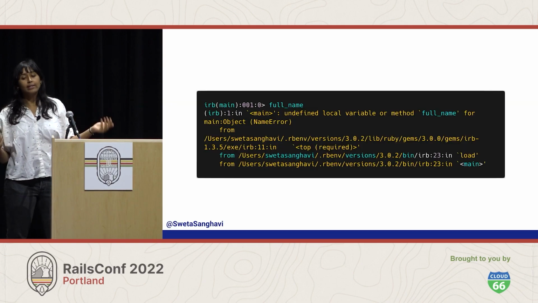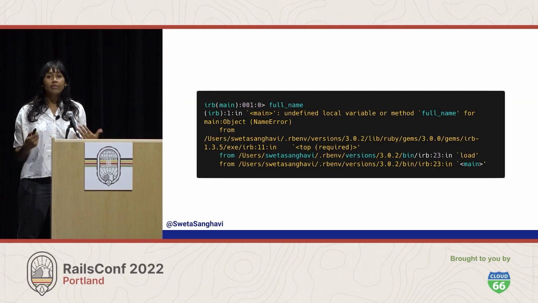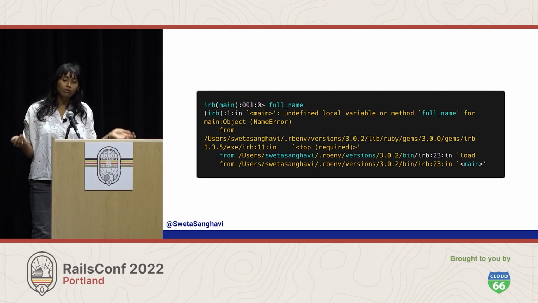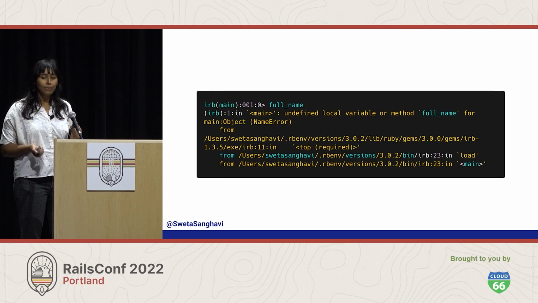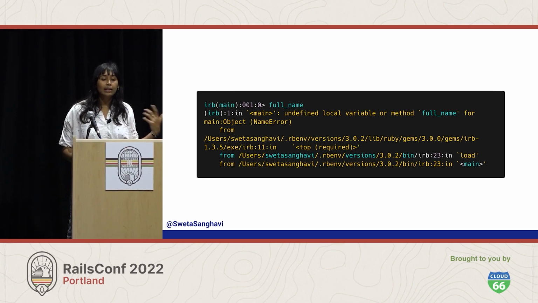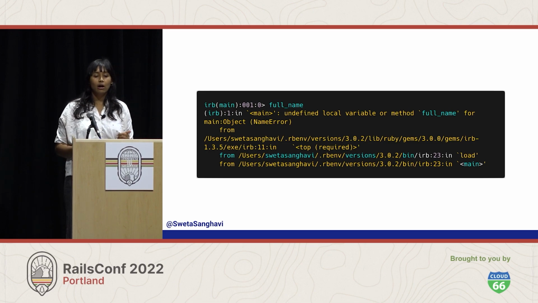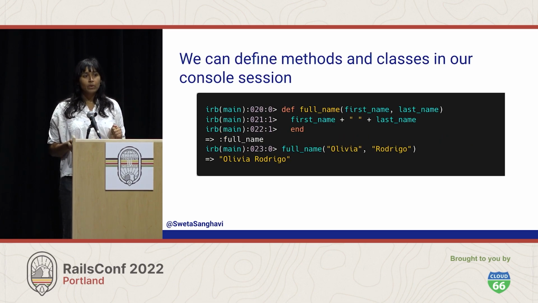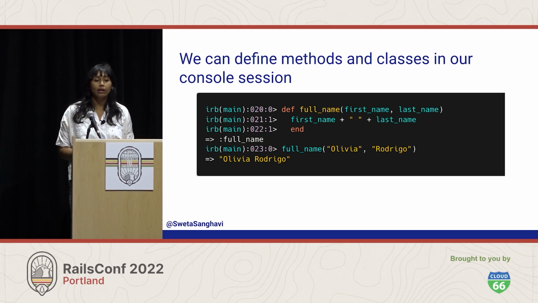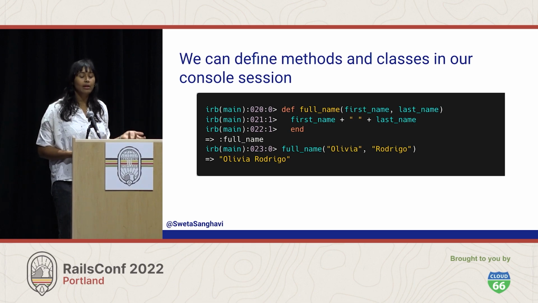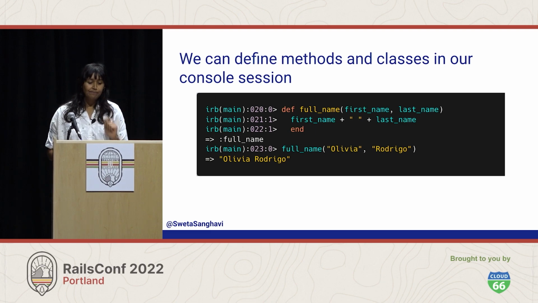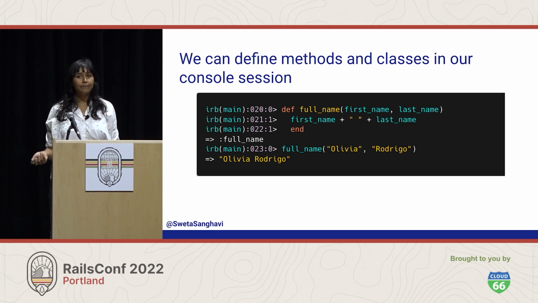So if we try to call a method or variable that our console doesn't know about, we often expect this error, like an undefined local variable or a method error, because our console doesn't know what full name is. But we know that we can actually store context within our session. We can define a method like full name, and then when we try to call it, we're actually going to get access to that method. So here we see the evaluation of full name. Well, how does it do that?